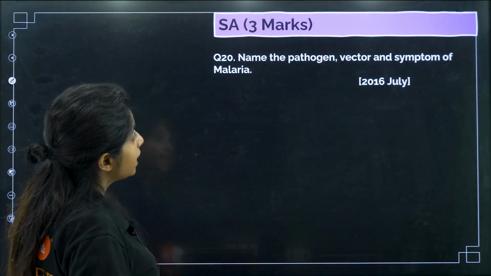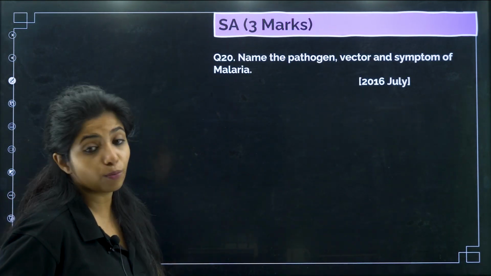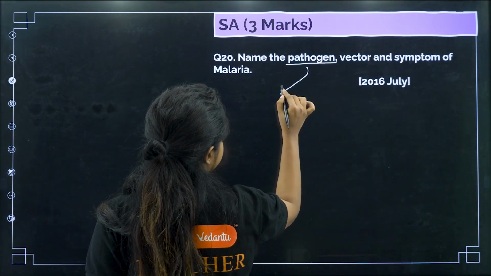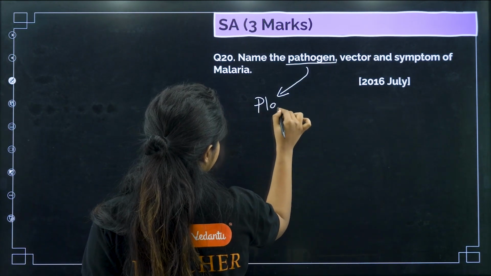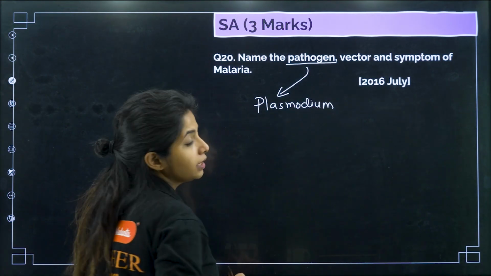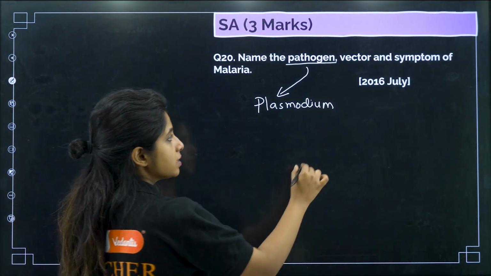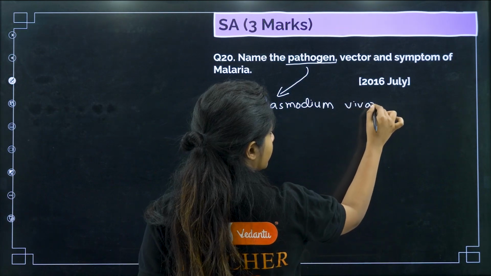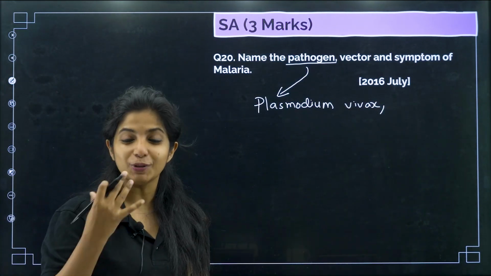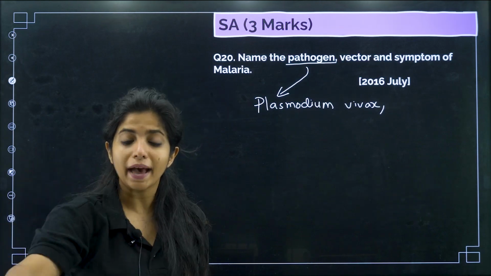Next. Name the pathogen, vector and the symptom of malaria. Pathogen, tell me. You see how many times malaria has been repeated? So the pathogen's name is Plasmodium. There are different types of Plasmodium. Plasmodium vivax is there. Apart from that, can you tell me the name of the most malignant type of malarial form?